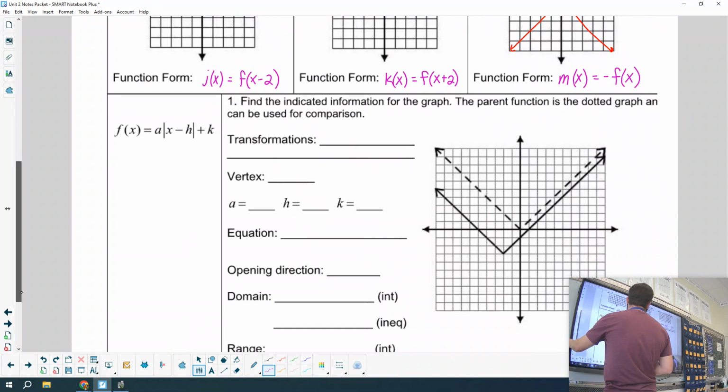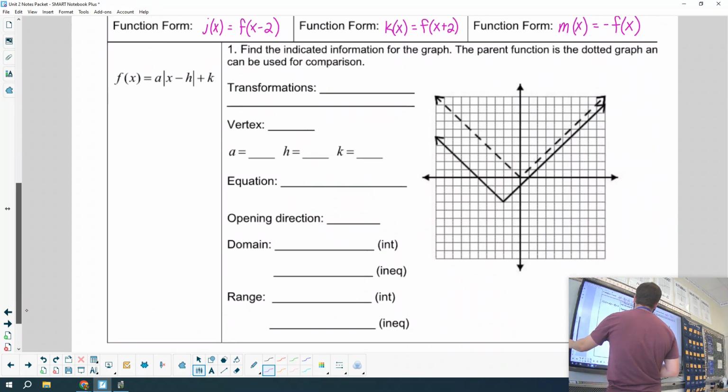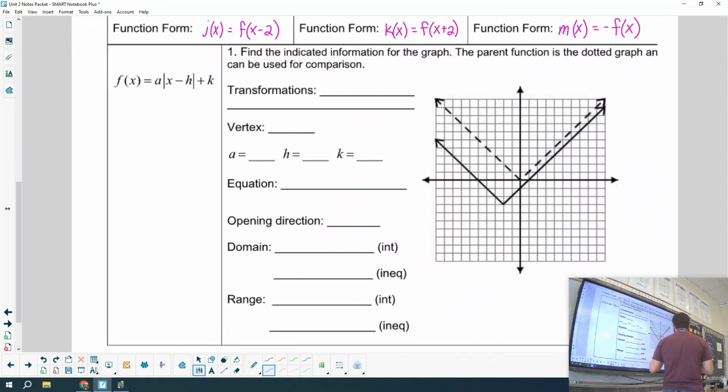Okay. Let's go down here and take a look at number 1. So number 1, what we're going to do is write our equation for the graph that's given to us. So you can see your original function notation here, and then what happened to my new graph? Here's my new graph. What happened to get it over there?